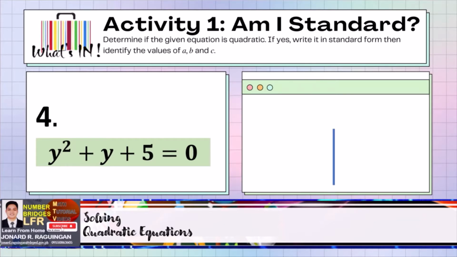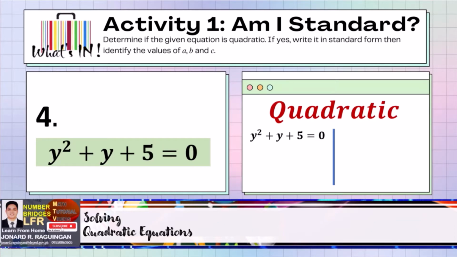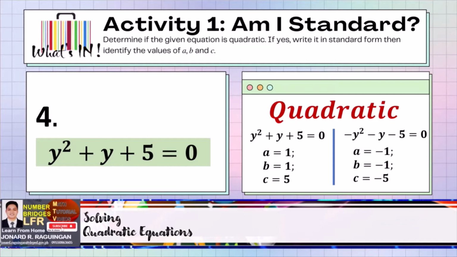Time up. The correct answer is quadratic. Very good. And the values of a, b, and c are as follows. A is equal to 1, b is equal to 1, and c is equal to 5. And its equivalent equation is negative y squared minus y minus 5 is equal to 0. The values of a, b, and c are a is equal to negative 1, b is equal to negative 1, c is equal to negative 5.